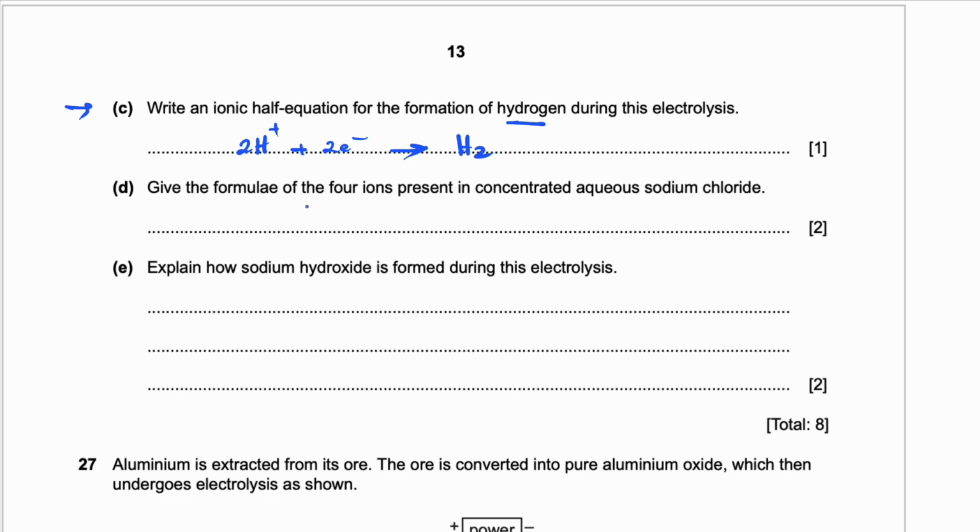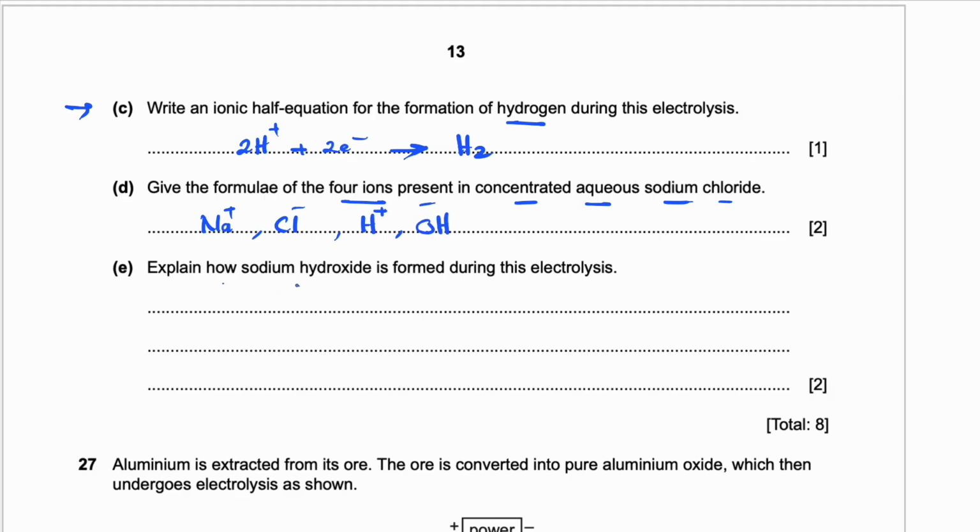Give the formulae of the 4 ions present in concentrated aqueous sodium chloride. So we have 4 ions. We have sodium cation and chloride ion from sodium chloride. We have a hydrogen ion and hydroxide ion from water.